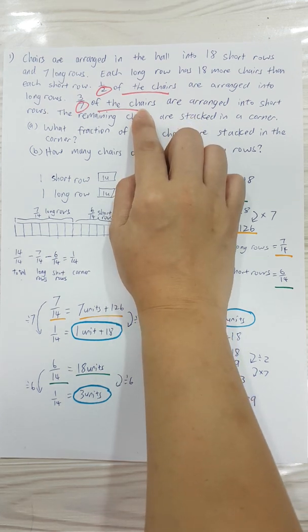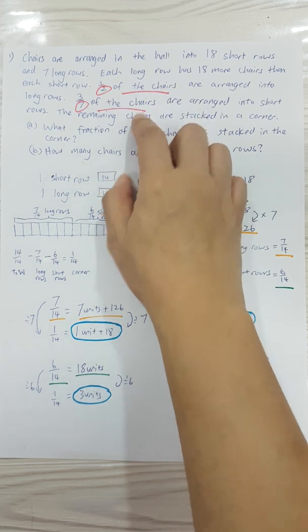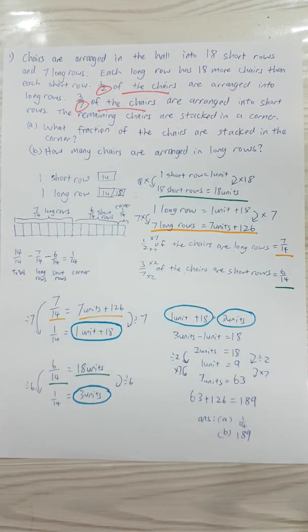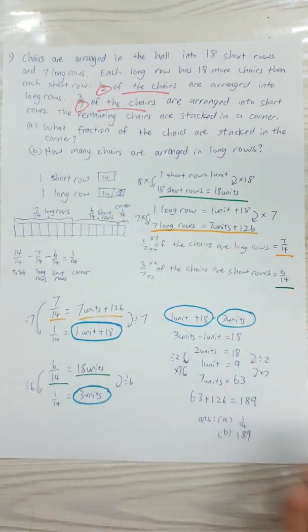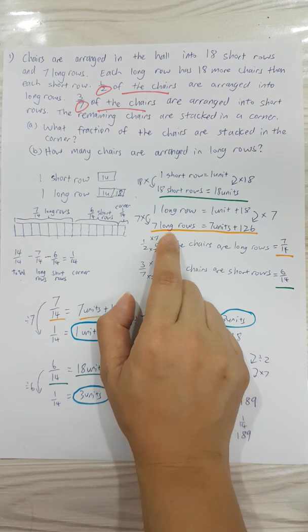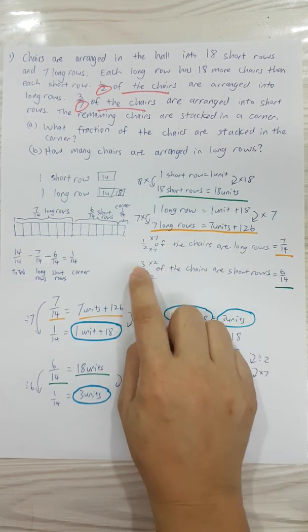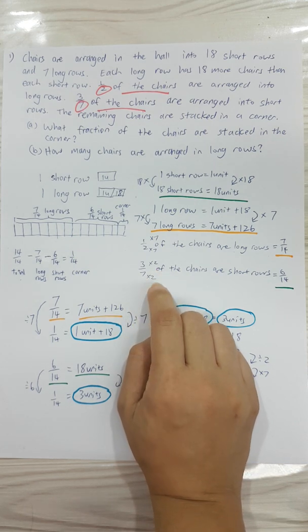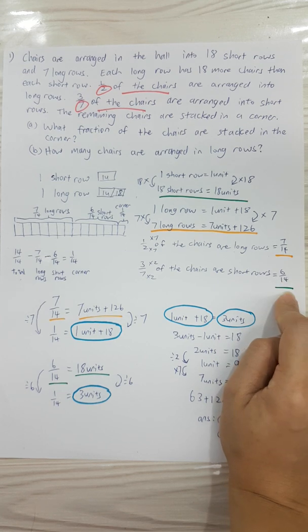Okay, next thing you notice, I underlined "of the chairs." Why did I do so? Because if they are both stating "of the chairs," it means they are of the same total or the same whole. So you can make both denominators the same. So what is the common multiple of 2 and 7? It is 14. So half, I times 7 on top and times 7 below, I will get 7 out of 14. 3 over 7, I times 2 below, I times 2 on top, I will get 6 out of 14.